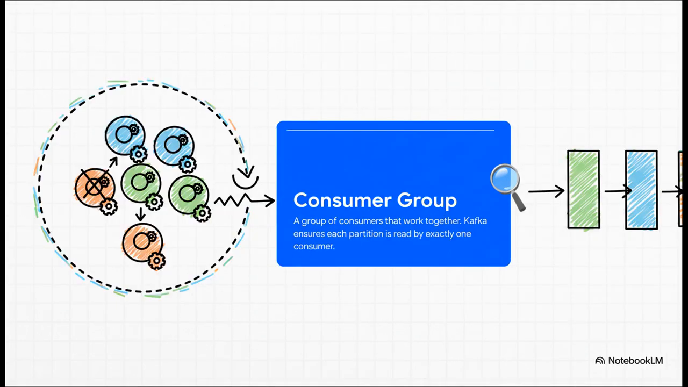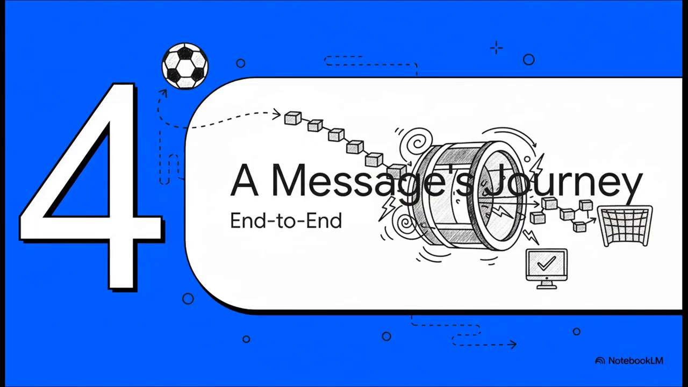And finally, the consumer group. This is how we get that parallelism on the reading side. You just spin up a bunch of consumers and put them in the same group. Kafka takes care of the rest, automatically making sure that each partition is read by exactly one consumer from that group. And hey, if one of your consumers dies, Kafka just reassigns its partition to another one. Bam! You get fault tolerance for free.